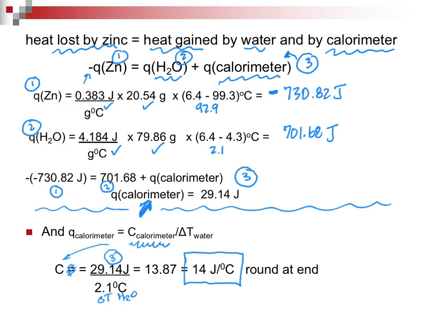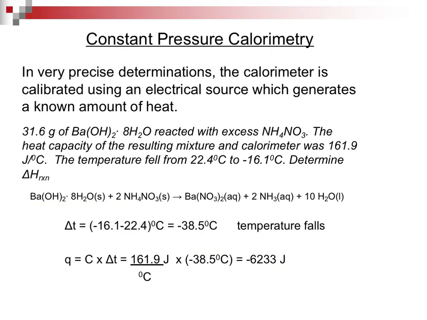That means if I want to run another experiment, I can use this value as a correction factor when I'm looking at my heat of water, or let's say heat of reaction. Well, heat of reaction kind of takes us to the next example. Example number 2 is called constant pressure calorimetry. And when you want to be very, very precise, you're going to use an electrical source to generate a known amount of heat. You're not going to mess around with the things we did in examples 1 through 3.